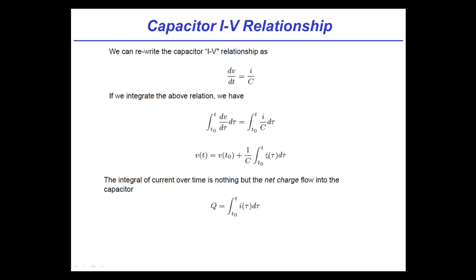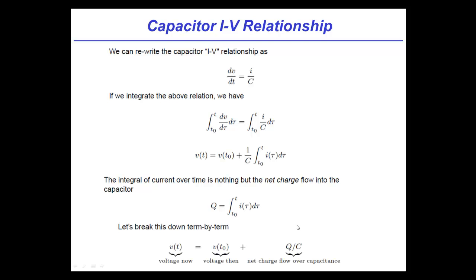Now the integral of current over time is nothing but the net charge flow into the capacitor, and we can call this Q. As you know from your earlier modules, this is just the net charge flow. So you can break this down and see that the voltage at some time t is equal to the initial voltage, wherever you started your integration, plus the net charge flow divided by the capacitance. So the total amount of charge, whether charge was brought in or brought out, which is something Vivek was highlighting in the last slide. Okay, that makes sense to me, because if we have portions of the I that are positive and portions that are negative, because we're integrating over the entire span of them, we'll get a net result.